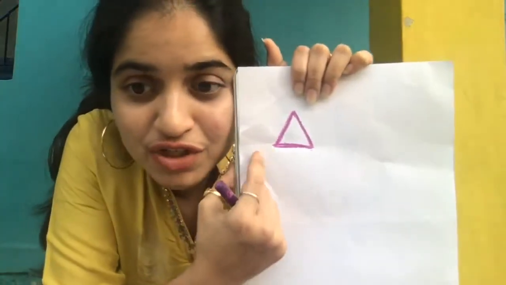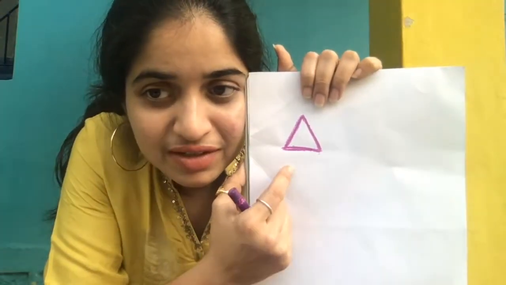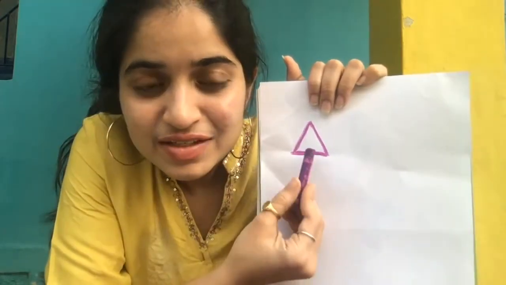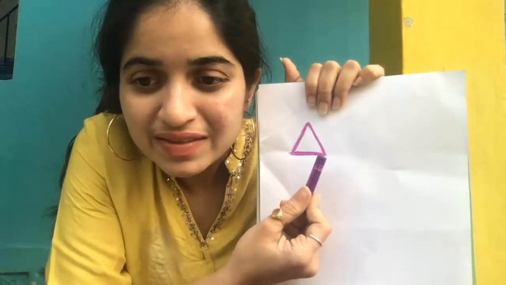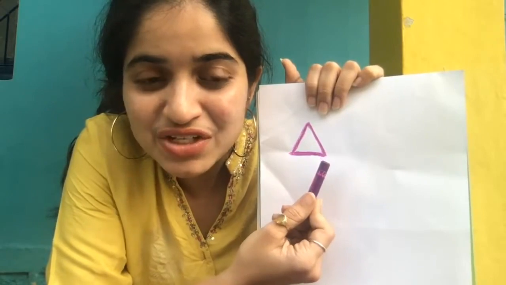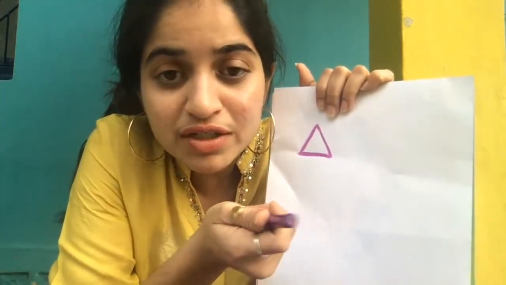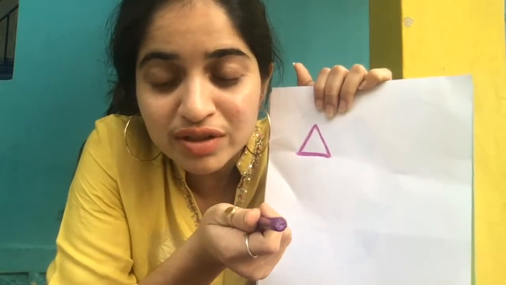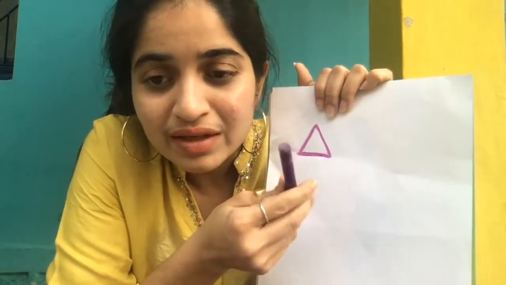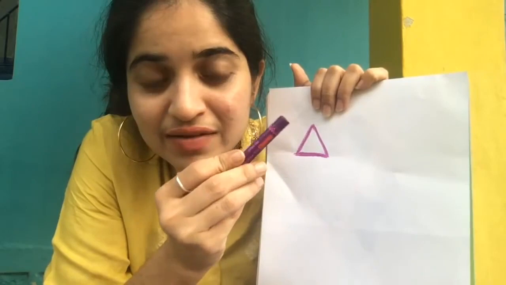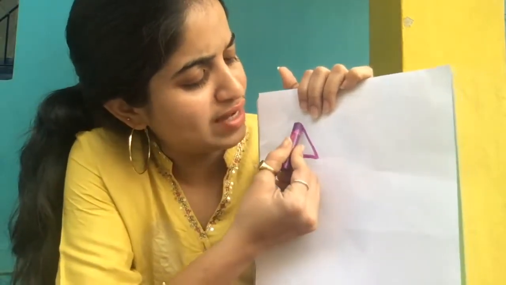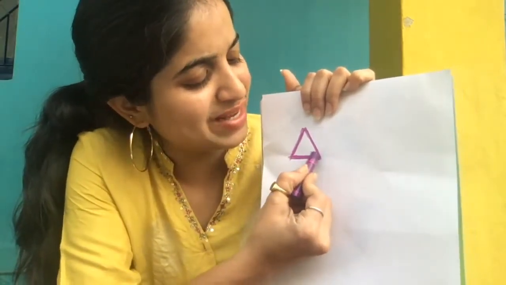Can you tell me which shape is this one, children? So this is a triangle shape. Okay, children, this is a triangle. Now come on, children. I want you all to draw triangle in your notebook. Did you finish drawing? Come on, draw a triangle now. One slanting line, one slanting line, one sleeping line.